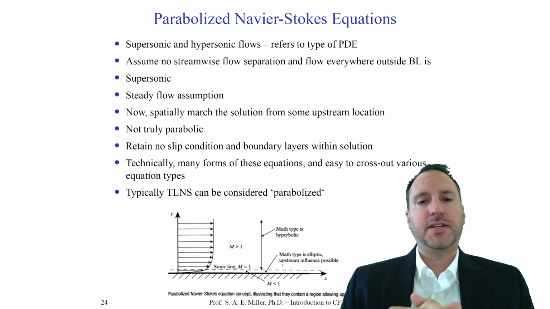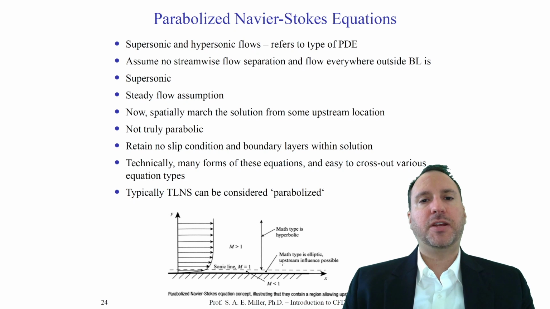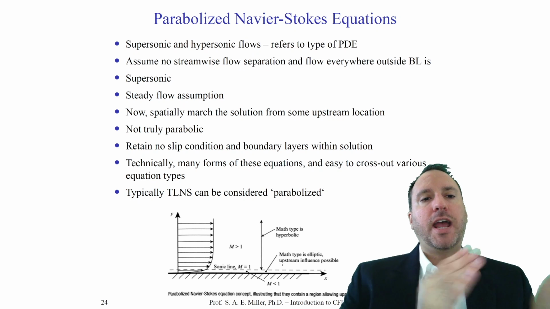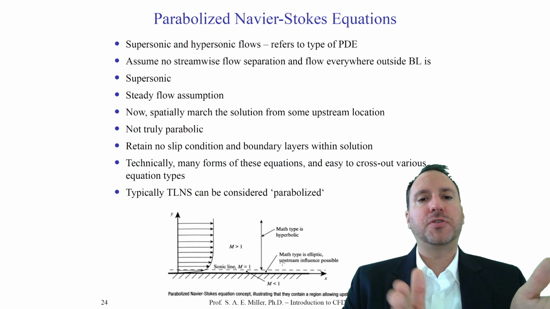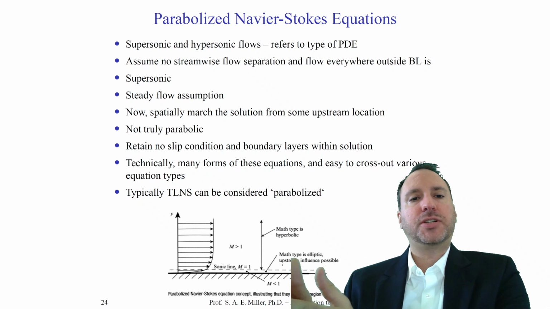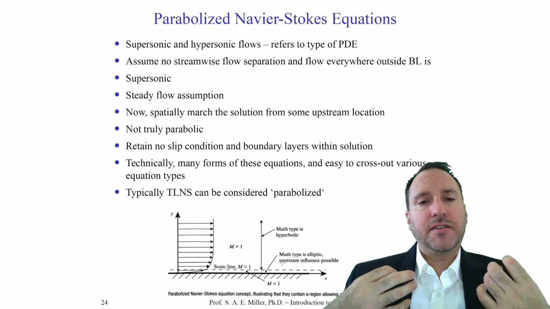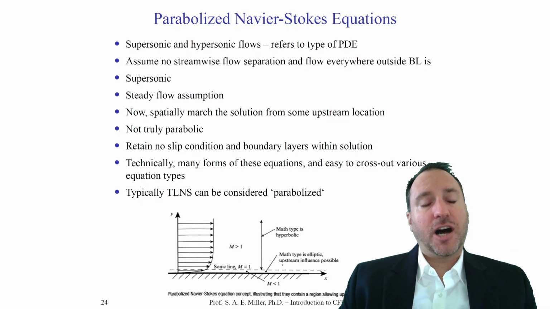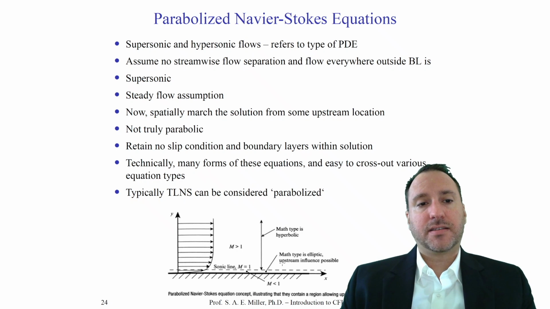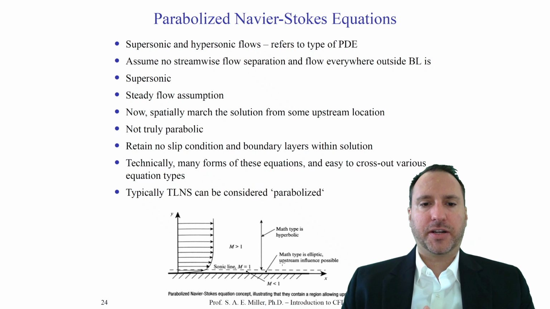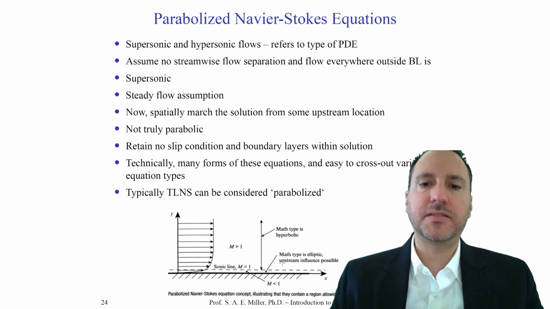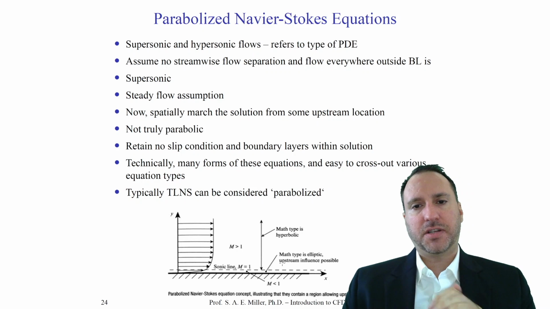A steady marching solution is one where we assume the condition upstream, might be Mach 2 uniform flow, and march the solution downstream towards the body and over the body and march it downstream after it. So instead of advancing in time, we advance in space. Now, they're not truly parabolic in the mathematical sense, but this is the way they're evaluated nonetheless with some numerical tricks.